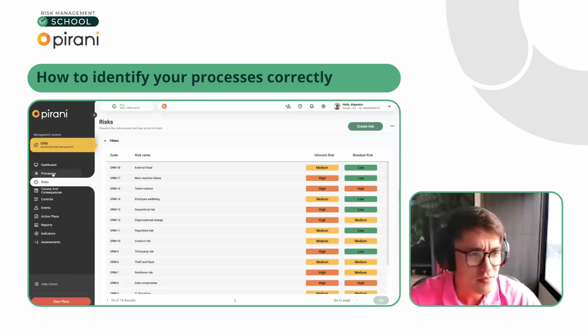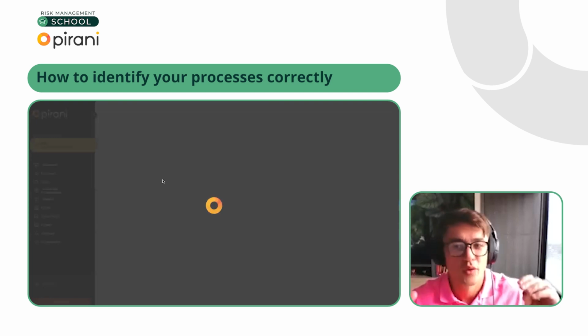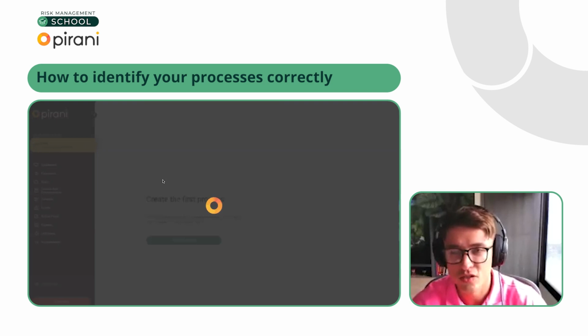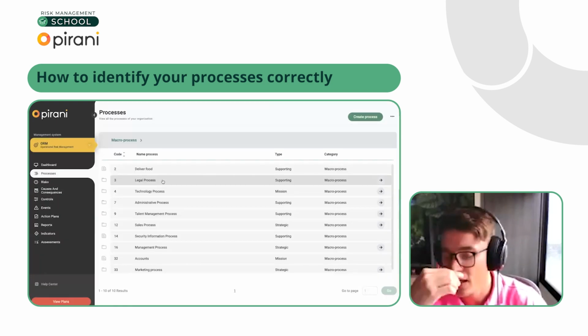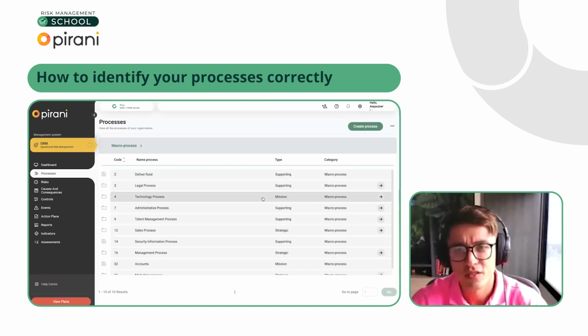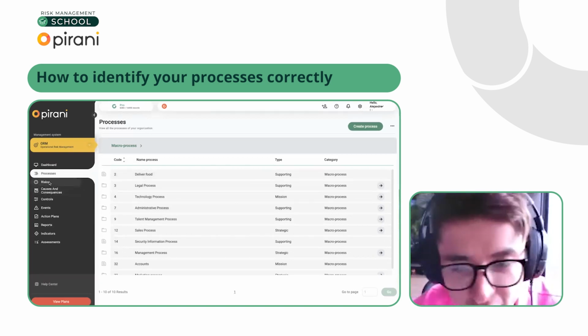So remember that in the last risk management school, we talked about processes. We created the processes of my company in the software or in the document that you have. We have all the processes. Remember, this is just the first step. So now we're going to create the risks.